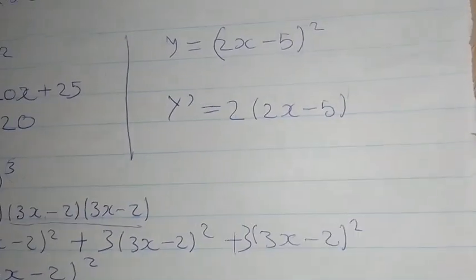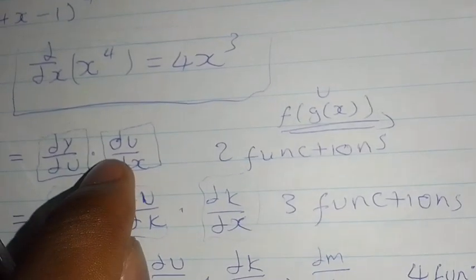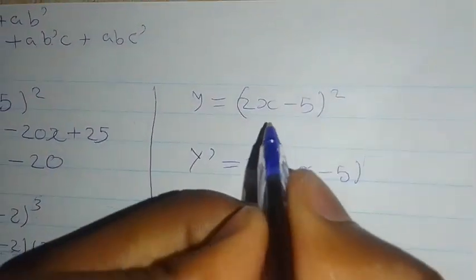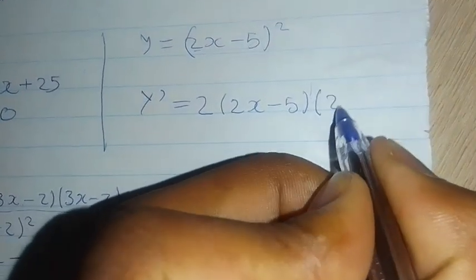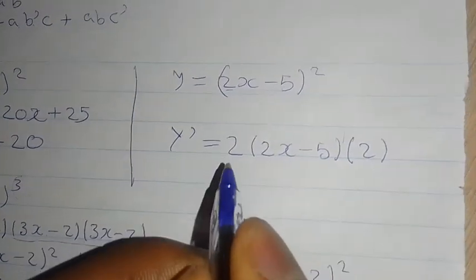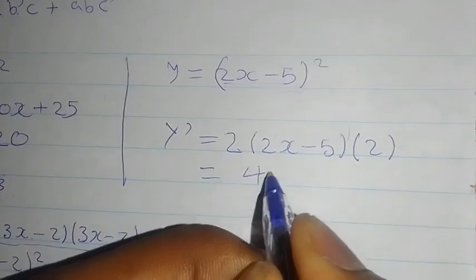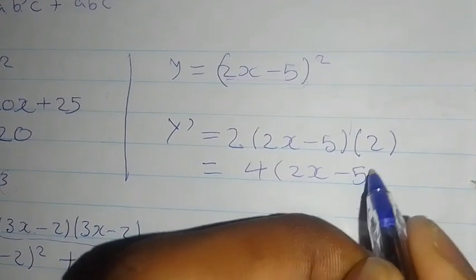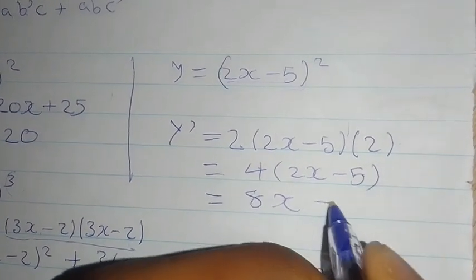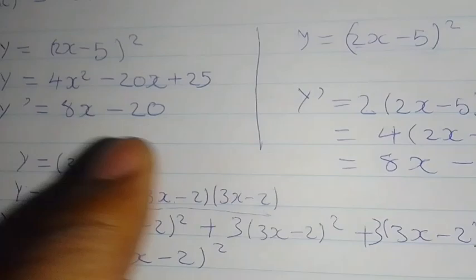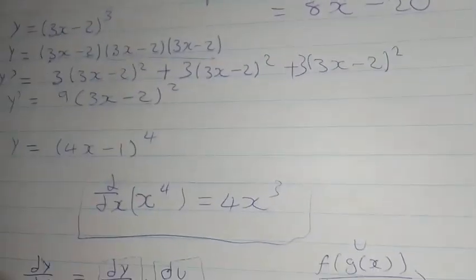And then again, you derive the innermost function. The derivative of the inside is going to be 2. Simplify that: 2 times 2 is 4. Then you have 4 times (2x minus 5). 4 times 2x is 8x, and 4 times minus 5 is minus 20. So same answer.